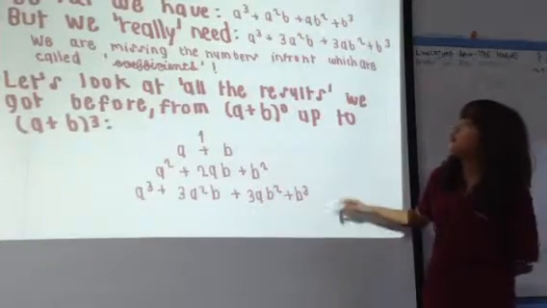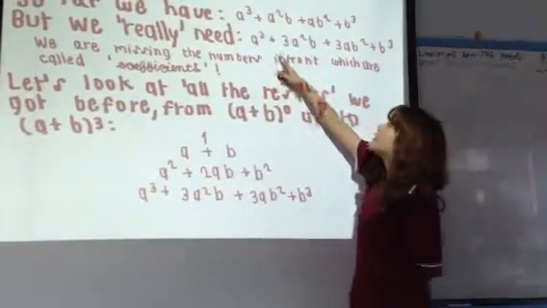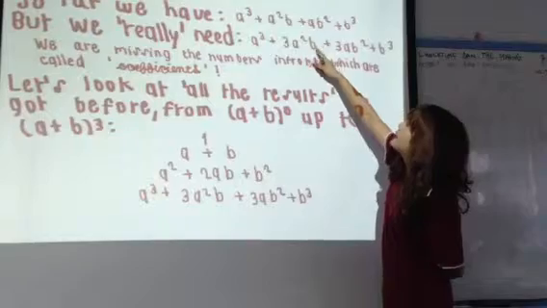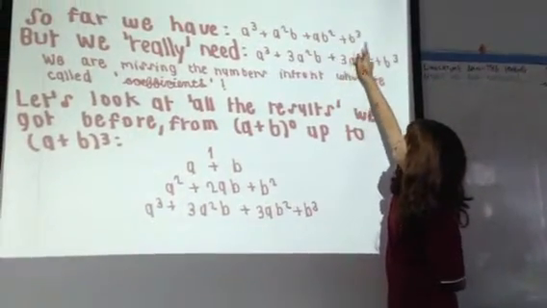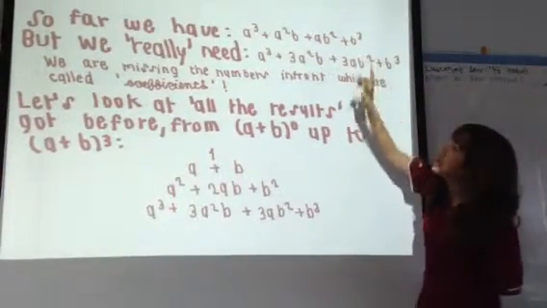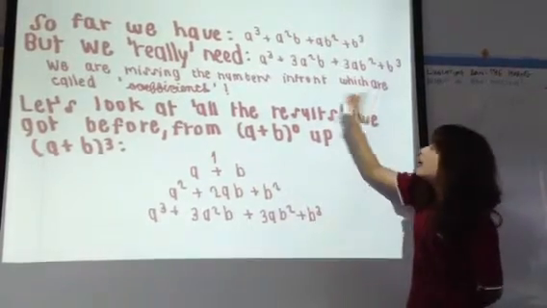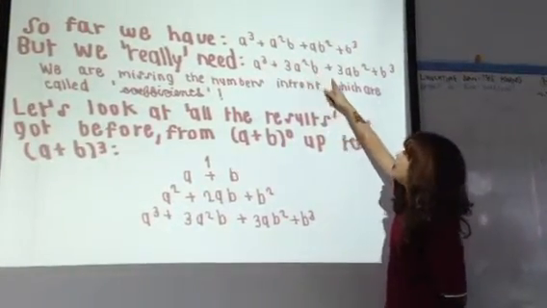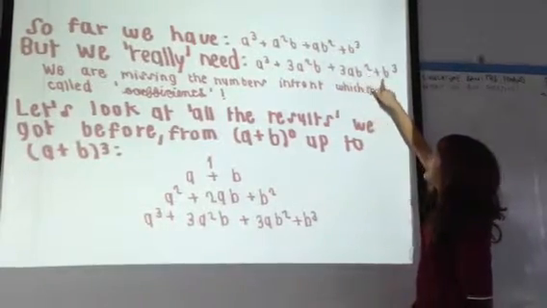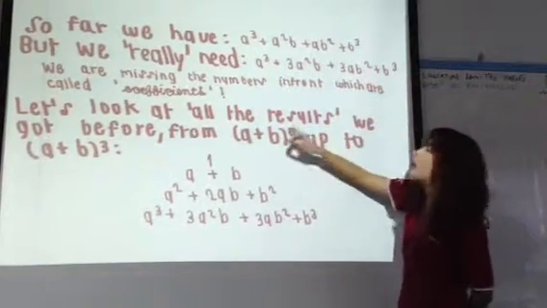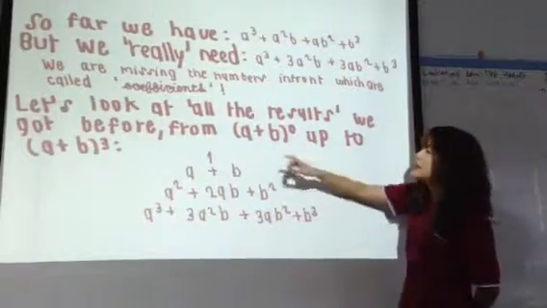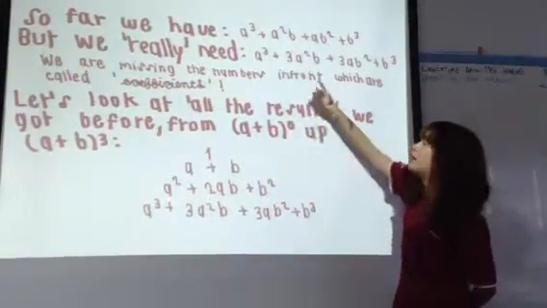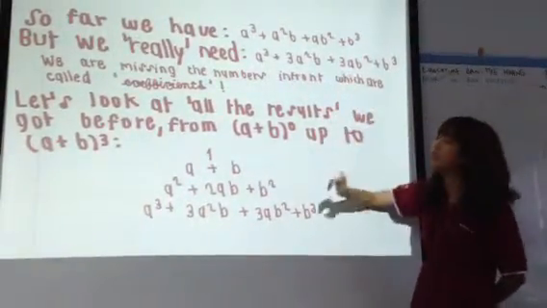Okay, so far we have a cubed plus a squared b plus a b squared plus b cubed. But we really need a cubed plus 3a squared b plus 3ab squared plus b cubed, right? So what are we missing? We are missing the coefficients, which are the numbers in front, like 3 and 3 here.